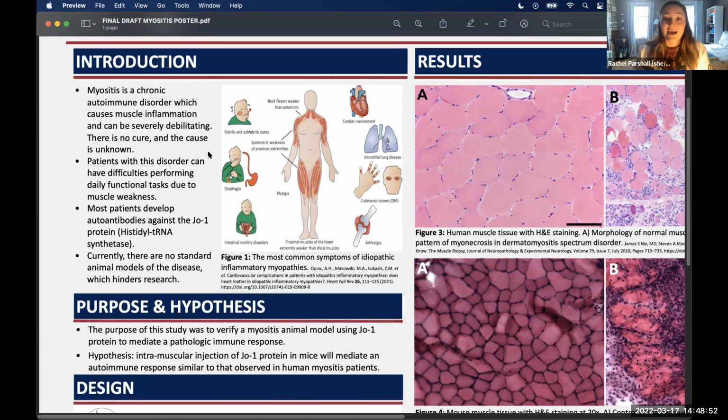As a physical therapy student, I know that inflamed joints and muscles are difficult and painful to move. And as this disease process becomes worse, the less our patients will be able to do things in terms of hobbies, work, household tasks, like cooking, and even personal hygiene. So, like I said, the purpose of this study was to verify a myositis animal model using the Jo1 protein to mediate a pathologic immune response.